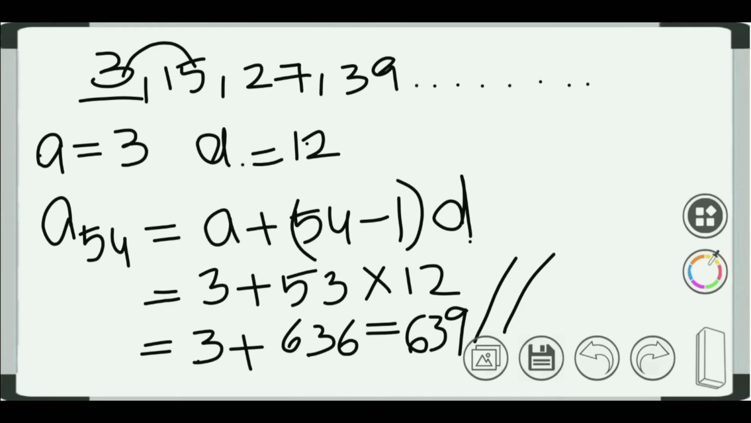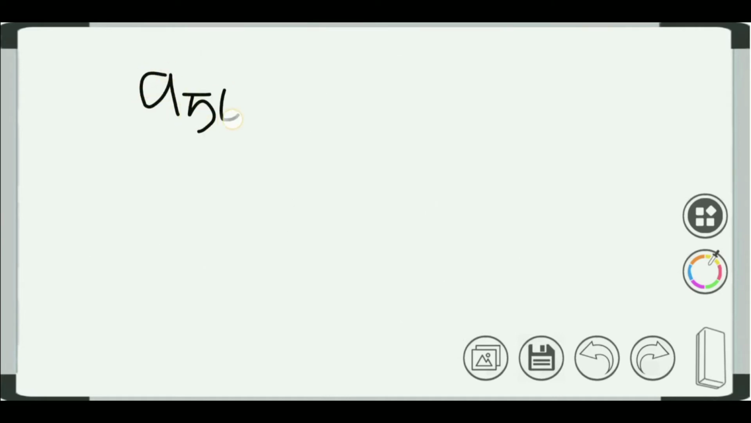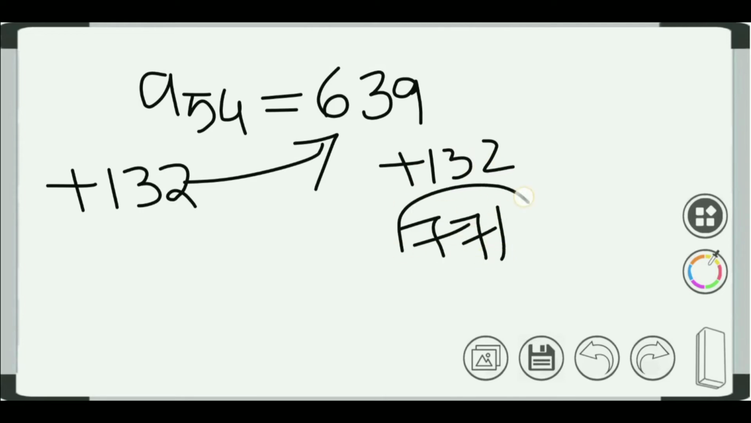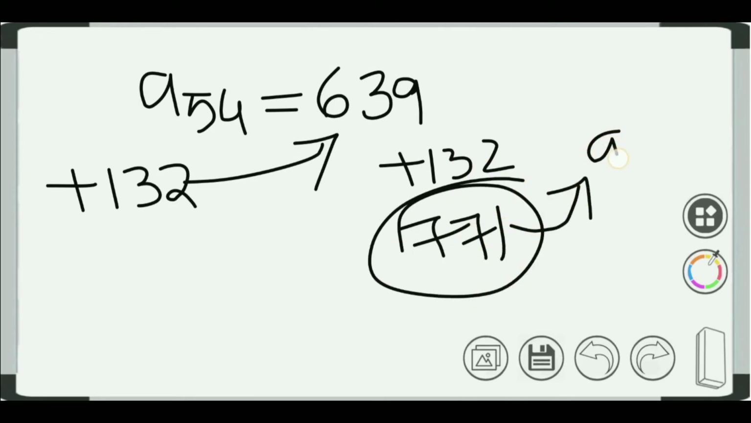That is the 54th term. Now you need to add 132 to 639. So now you got your 54th term as 639. Now you need to add 132 to this because it is given in the question. It is 132 more than the 54th term. So 639 plus 132 is 771. Now this value you will take as your an.